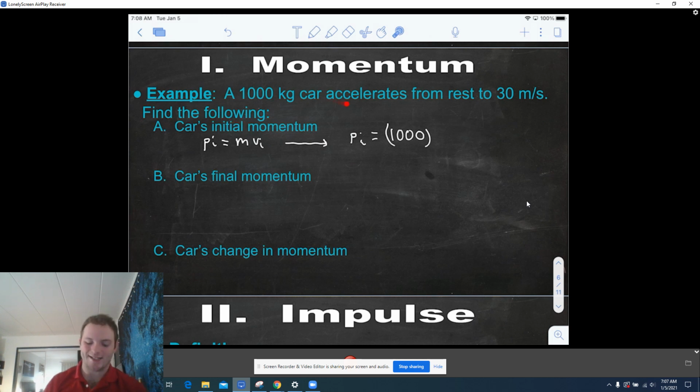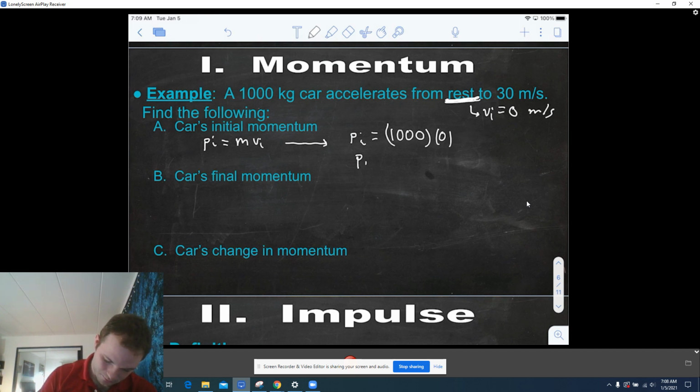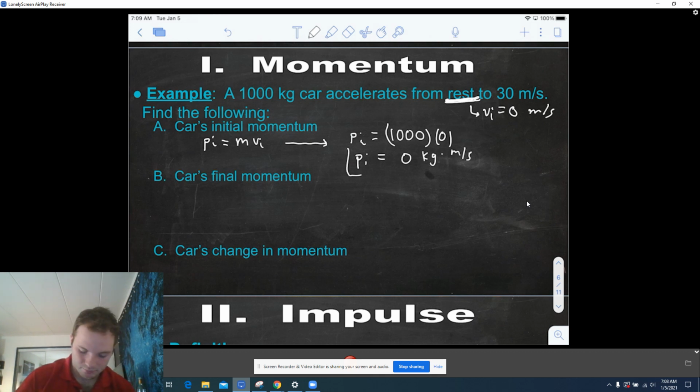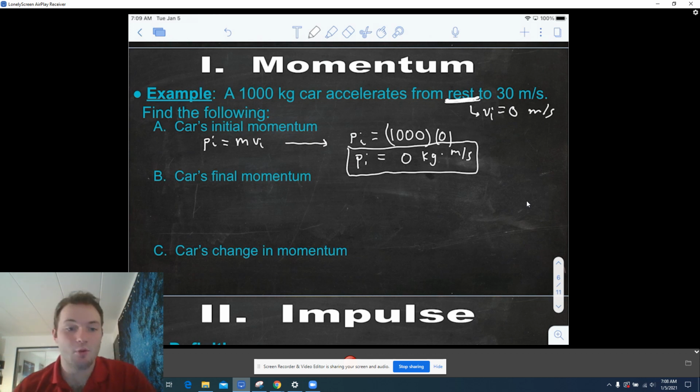the initial velocity. The car accelerates from rest to 30 meters per second. So the question is, what's the initial momentum? If it starts from rest, this tells you v_I is 0, so that would give me 0 meters per second. And P_I would be 0 kilogram meters per second. So that's it for the initial momentum.